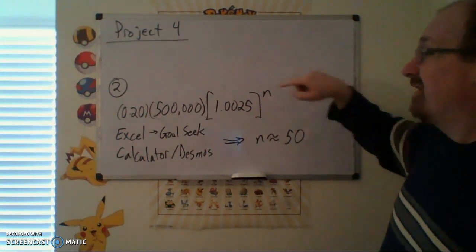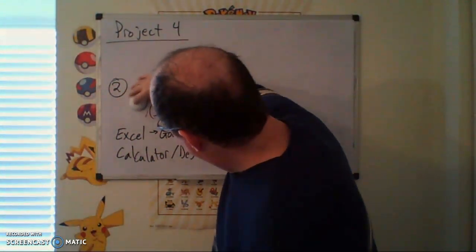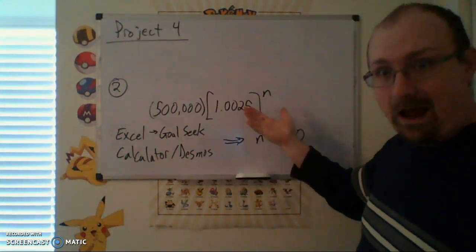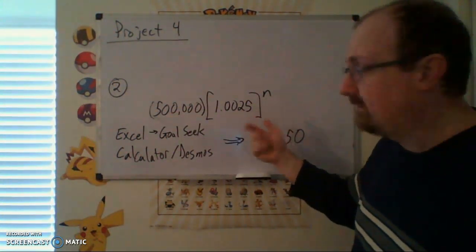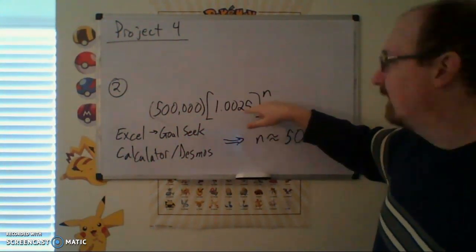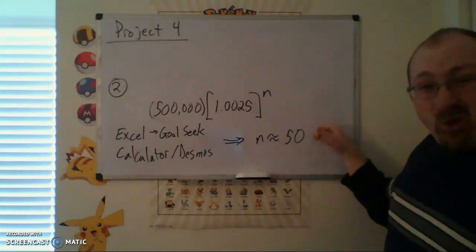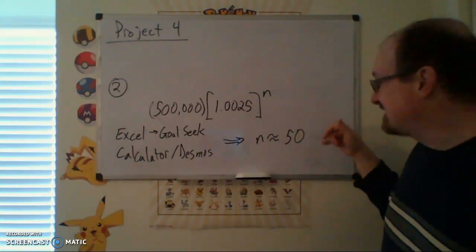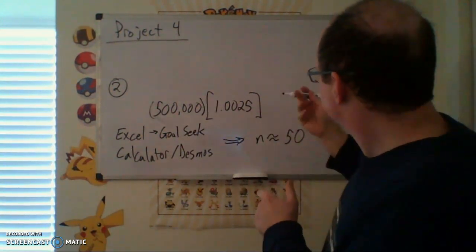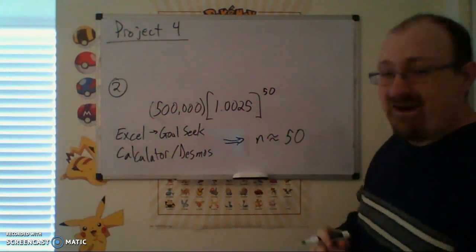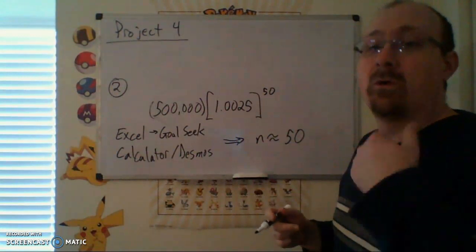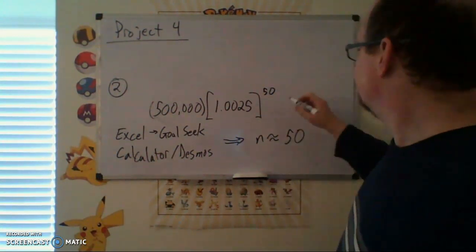All right, so now we can erase this 20%, but this was our figure for how much it's going to end up costing the company, right? 500 grand times our periodic inflation thing raised to the n. We now know the value of n that comes out of this thing. So we can take this, feed it in right here. And so we have 500,000 times this 1.0025 term raised to the 50th power.